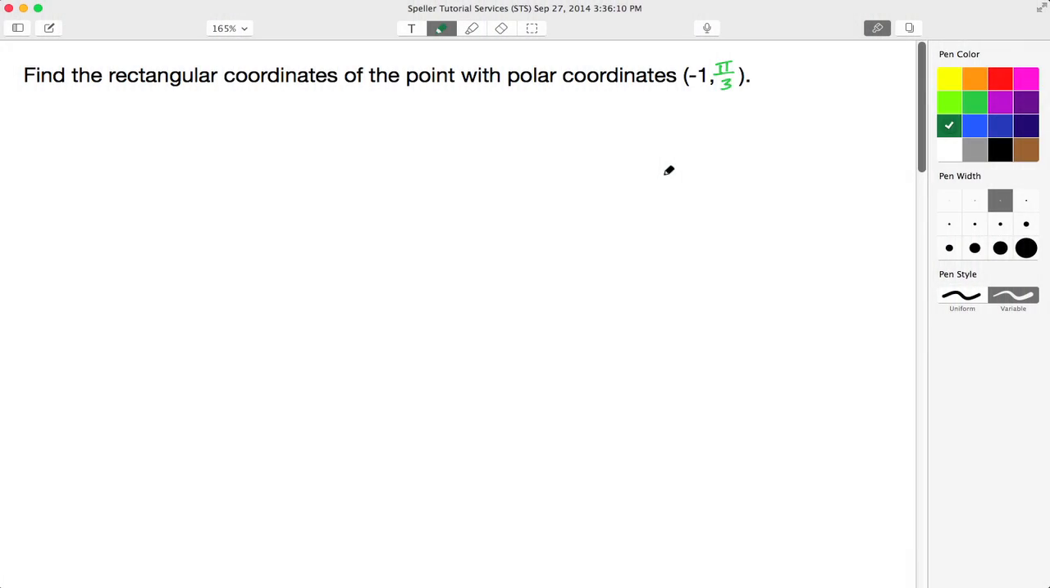Welcome back to STS. In today's video, we're going to find the rectangular coordinates of a point with polar coordinates -1 and pi over 3. So we begin by knowing that our polar coordinates are in the form r, theta, and in this case we know r is -1 and we know theta is pi over 3. All right, so here our radius is equal to -1.